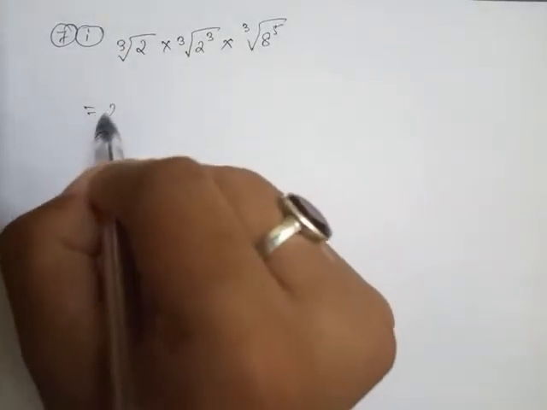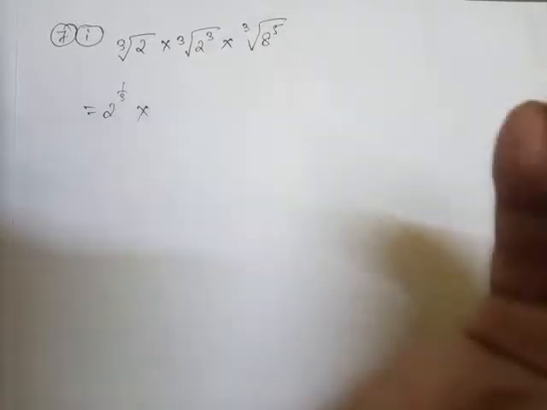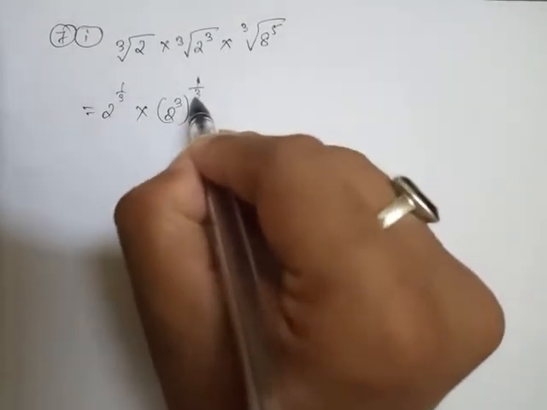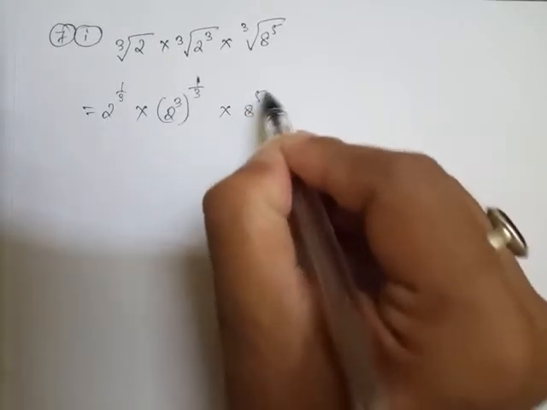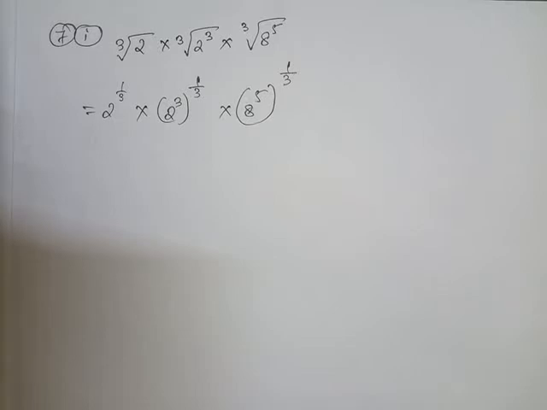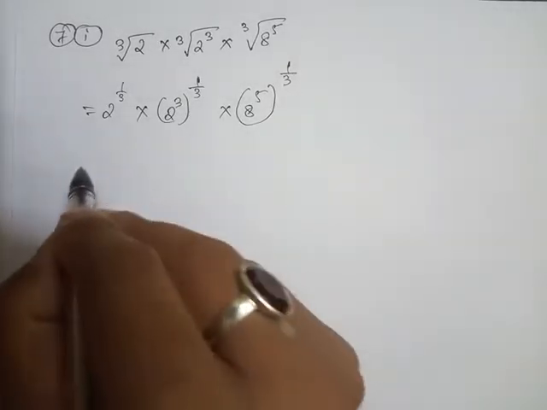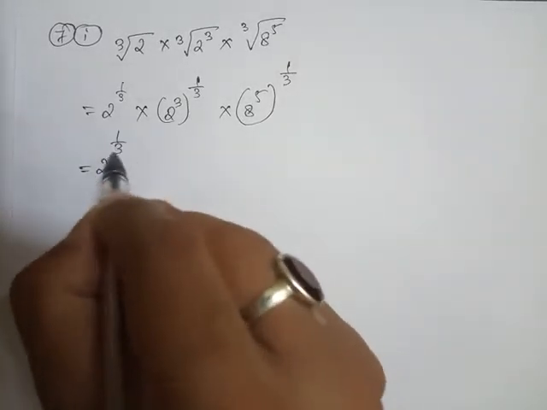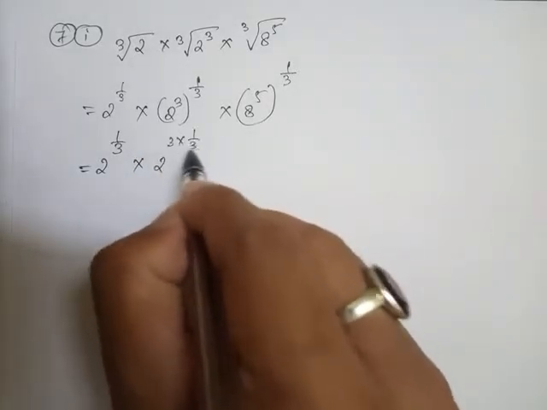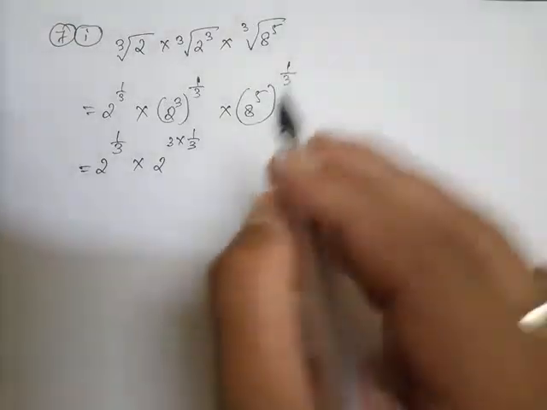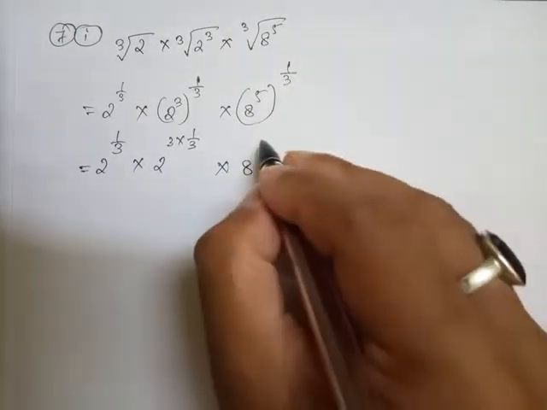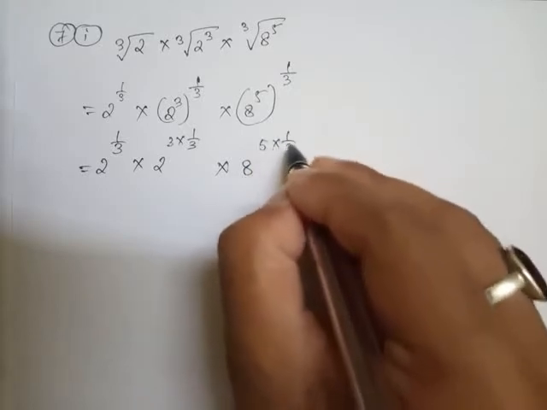This can be written as 2 to the power 1 by 3, and this can also be written as 2 cube whole to the power 1 by 3, and this is 8 to the power 5 whole to the power 1 by 3. Now look, just after that, here 2 to the power 1 by 3 will remain the same, and there is 2 to the power 3 into 1 by 3, which means these 3 and 1 by 3 are multiplied, and here 8 to the power 5 into 1 by 3.